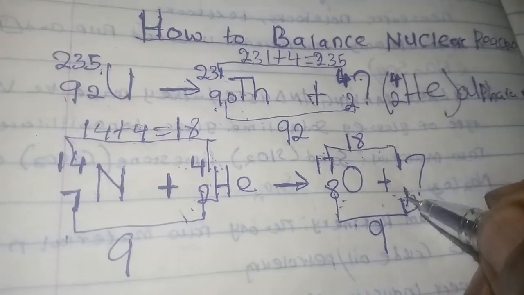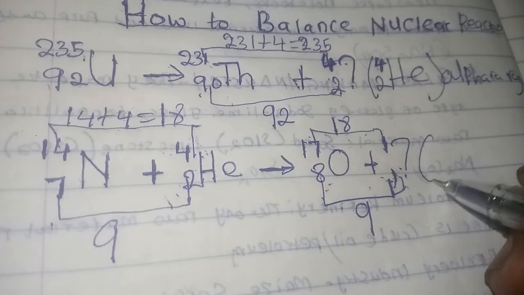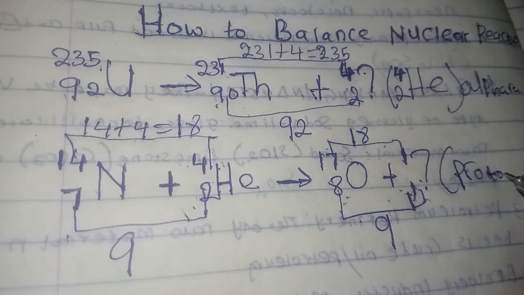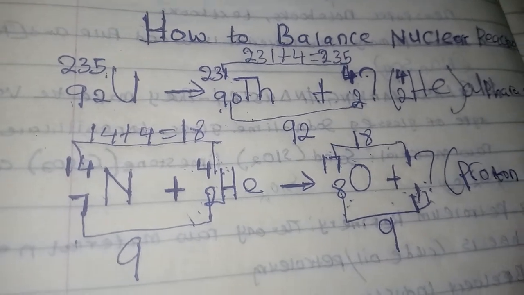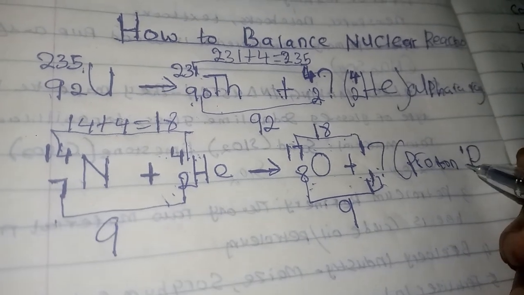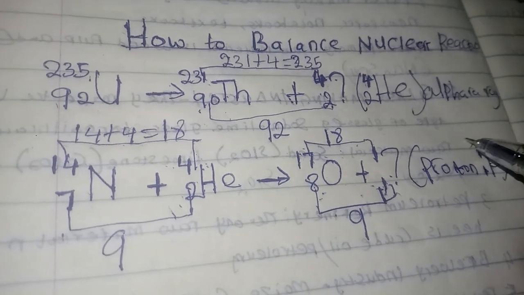So the 1 is here, and this is similar to a radiation called the proton. It has the symbol P, an atomic number of 1, and a mass number of 1. So this is how to balance the nuclear reaction.